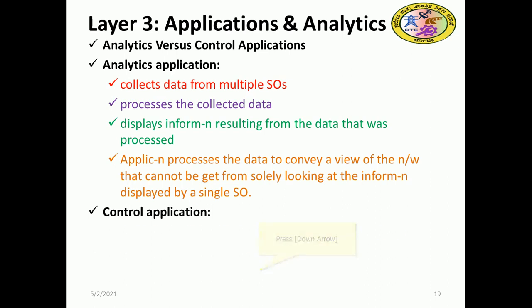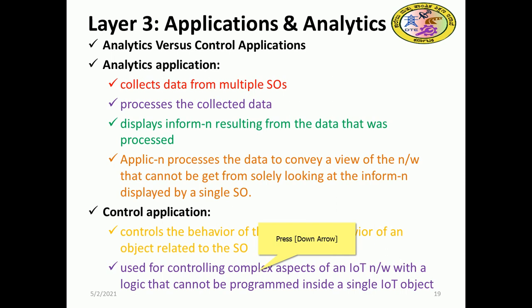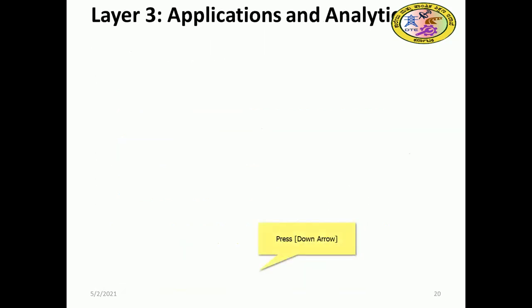Control applications control the behavior of smart objects. This implies controlling complex aspects of an IoT network with a logic that cannot be programmed inside the single IoT objects. A smart object cannot be controlled if it lacks programming capability. That's why, without this programming capability, it blindly collects the data and passes it on to the next layer. So that is a controlling mechanism we need to adopt.